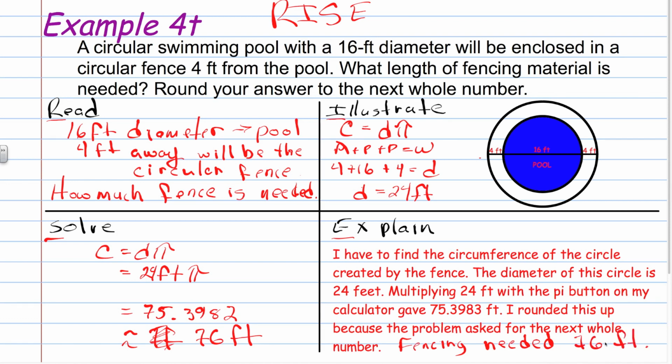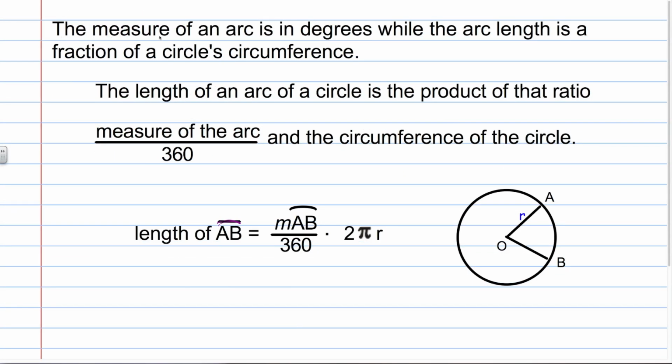So there's using circumference to solve a problem. The measure of an arc is in degrees, while the arc length is a fraction of a circle's circumference. And that's what's important about this slide. So we're going to be learning how to calculate the arc length here. The length of an arc of a circle is the product of that ratio, the measure of the arc to 360, and the circumference of the circle.